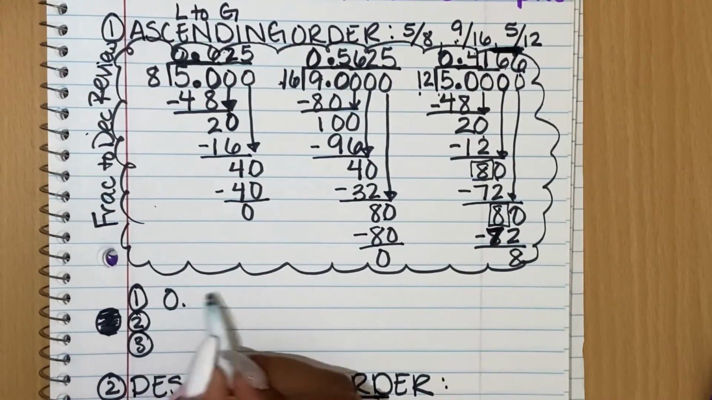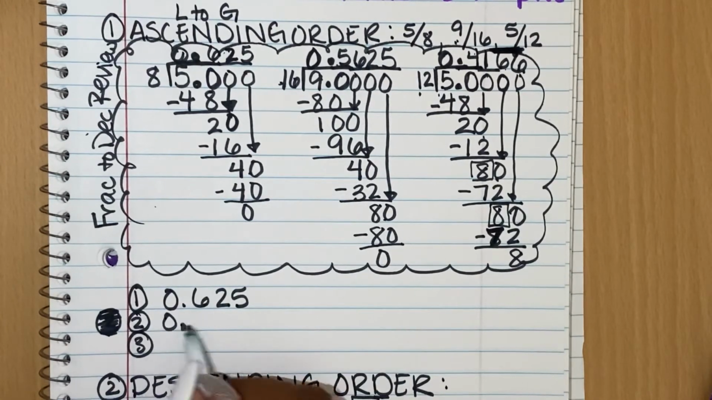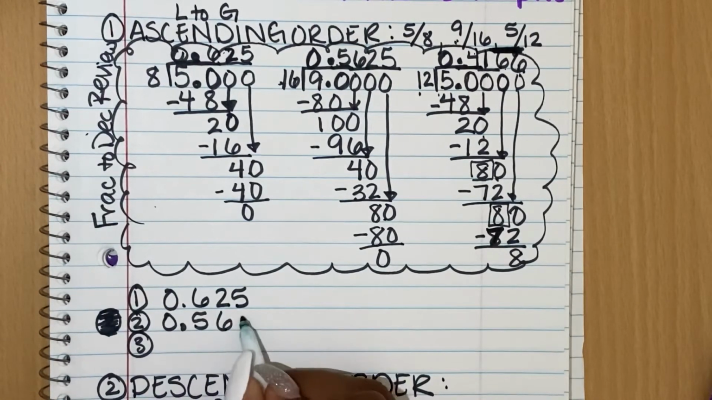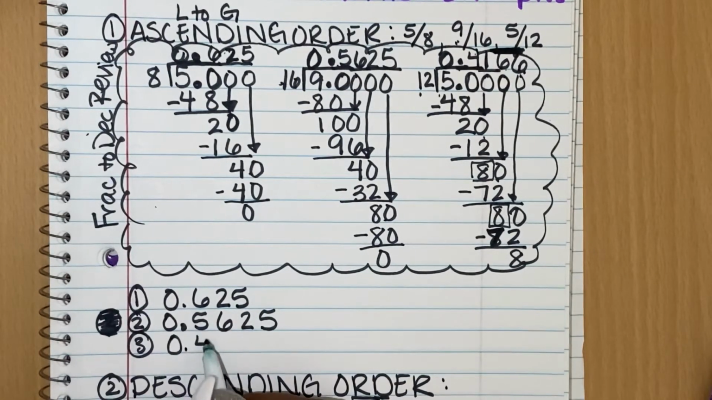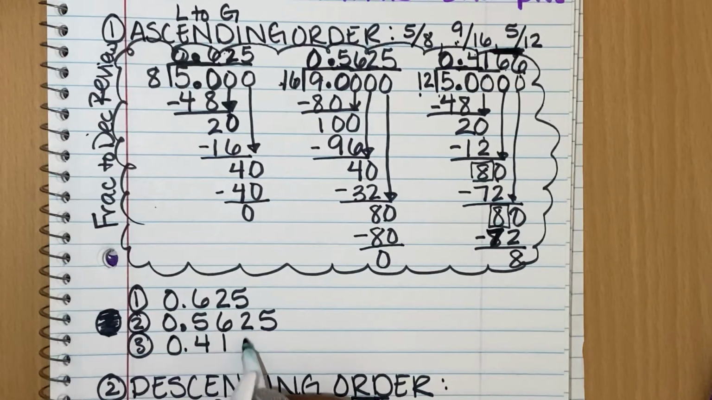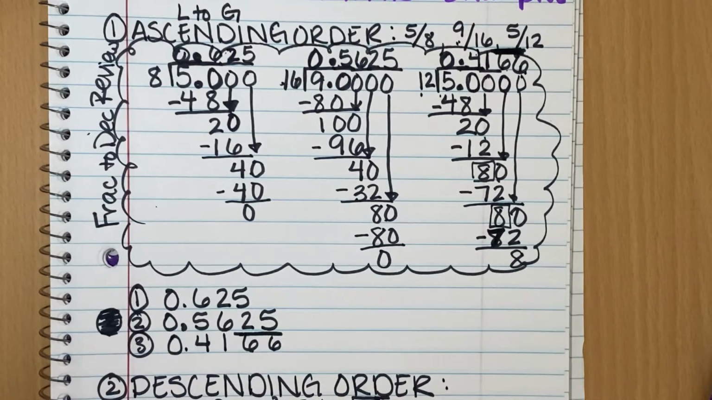I had 0.625, 0.5625, and 0.4166 repeating. I want to order these numbers from least to greatest. Ascending order, least to greatest. So the smallest number, I can't look at the zeros. That won't tell me anything.